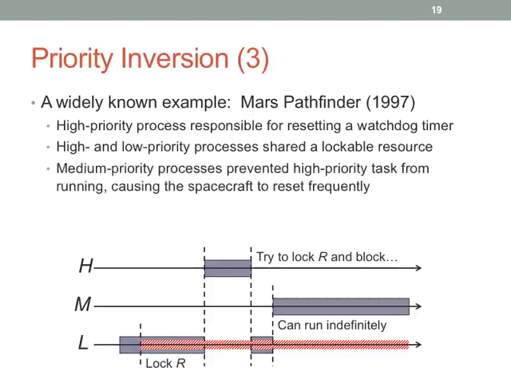Well, the medium priority process was doing something like weather measurements or sending data back to Earth, which tend to take some time. And it didn't require any locks, but what it was doing was preventing the high priority process from resetting the watchdog timer. And so the thing kept rebooting, and they're like, okay, the thing is only a few million miles away, so how are we going to actually solve this problem?